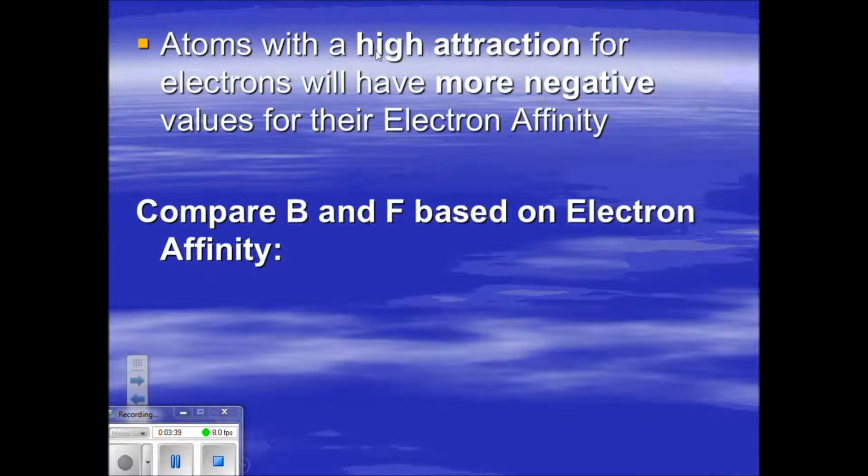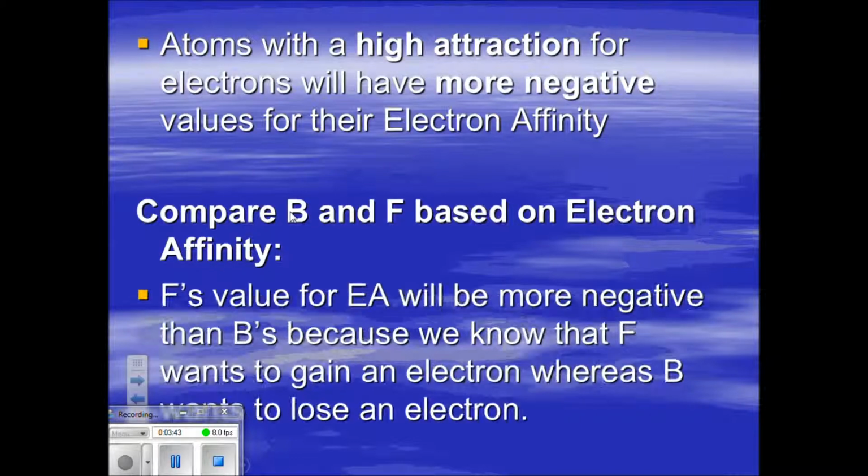Let's go ahead and compare B and F based on their electron affinities. And again, with that same thought in mind, you see that fluorine has a more negative electron affinity because we know fluorine is one electron away from becoming a noble gas. And so if it gains that electron, it gets that stable configuration, and it's going to be more stable, therefore needing less energy to exist. So it's going to give off more energy. So you can see that comparison between boron and fluorine.